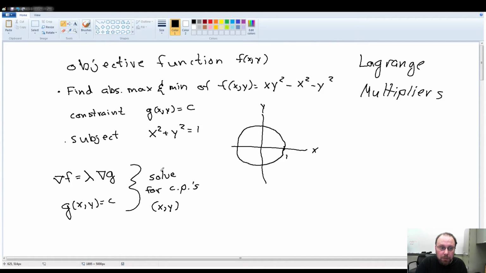Okay. Oh, by the way, why am I able to ask you for absolute maxes and mins? Well, the reason is that you have a continuous function constrained to a closed and bounded region. So the extreme value theorem guarantees that your function attains both an absolute max and min on that region, namely on this circle. Okay. So let's do this for this problem.